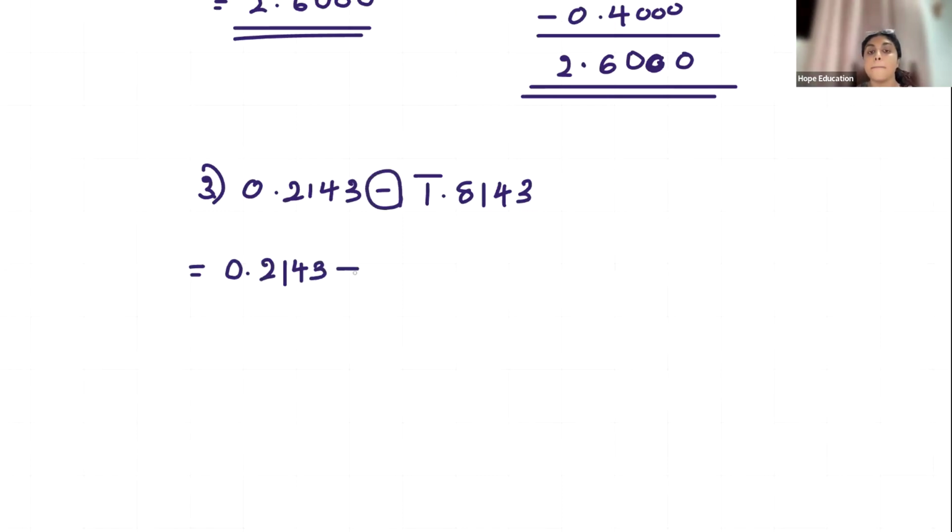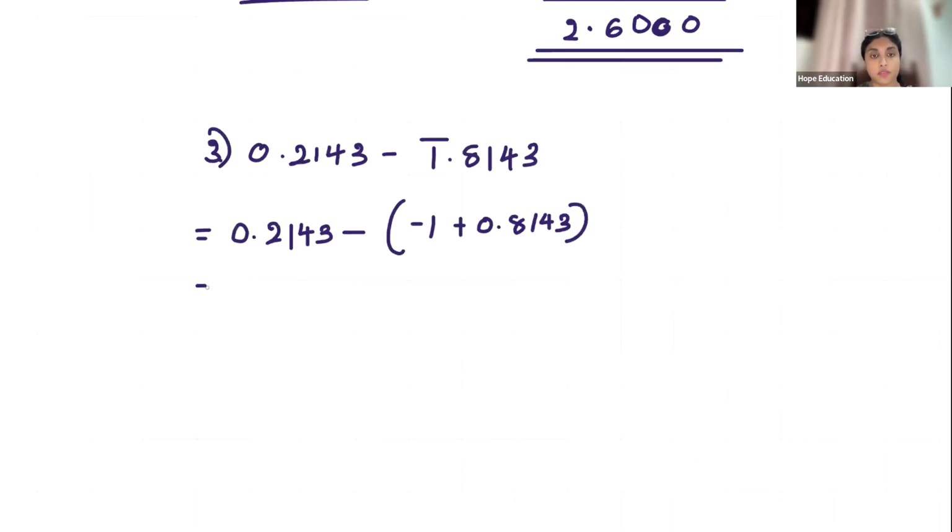Open brackets. Bar 1.8143 also I can separate, right? So bar 1 becomes minus 1. That is the characteristic. Plus 0.8143. Okay. So 0.2143 minus times minus is plus. So plus 1. Minus times plus is minus 0.8143.